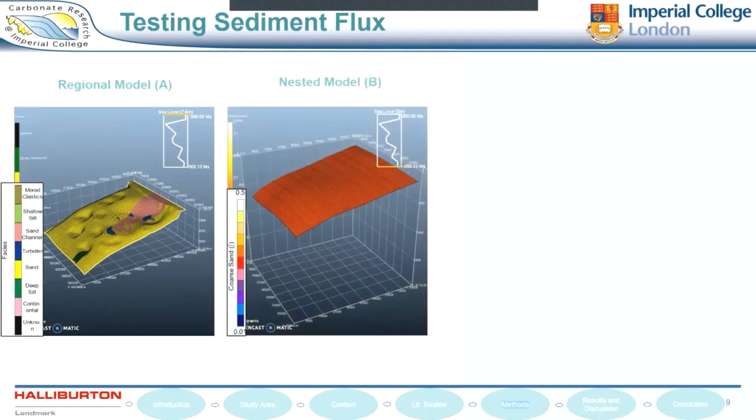And then the nested model, this video again shows very similar. We've got a mixture of muddy turbidites, mainly muds within the 3 basins. And then during maximum lowstand, we've got large influx of sand into the model here.